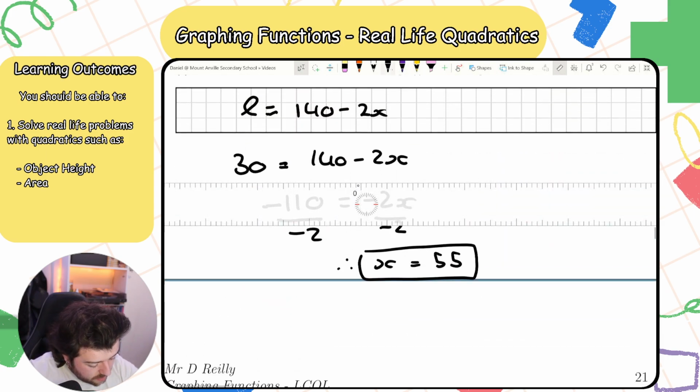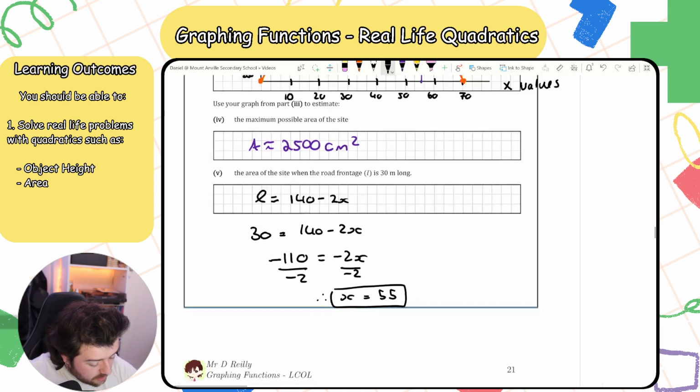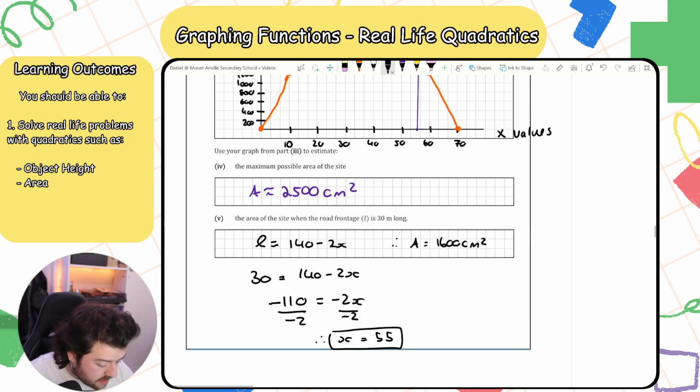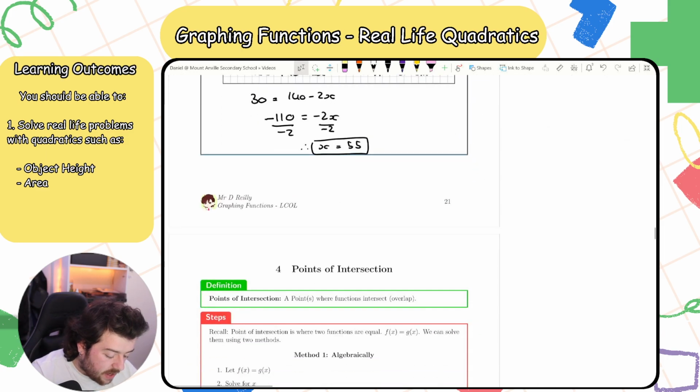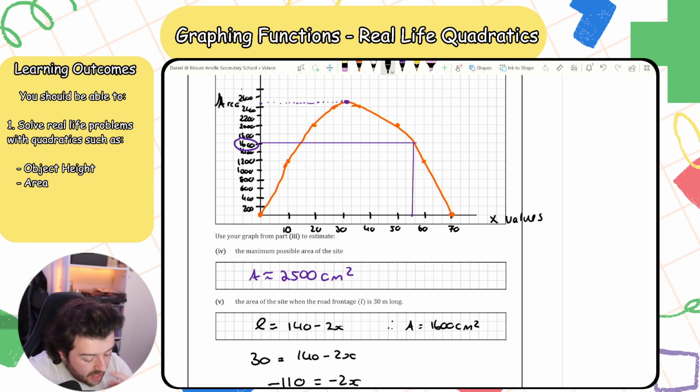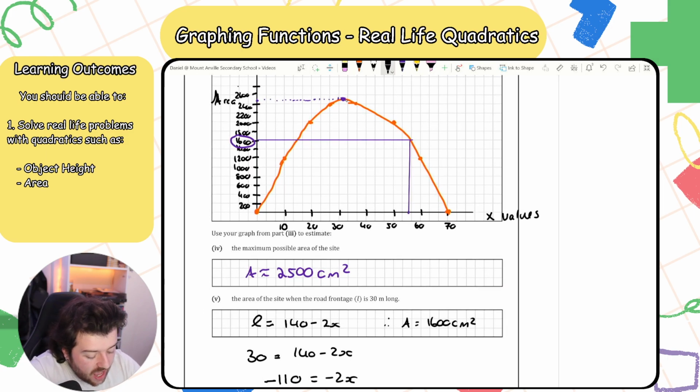So the area of the site when the frontage is equal to 30 is going to be 1,600 centimeters squared. So there we go. There are two types of questions using quadratics: one with height, one with area. Just the area point here: if you want the maximum possible area for that side fencing thing, you would use the value that gives you the maximum here, which would be like 32, 33. So you make sure x is equal to 32, 33, and then you fill that in with the corresponding values.